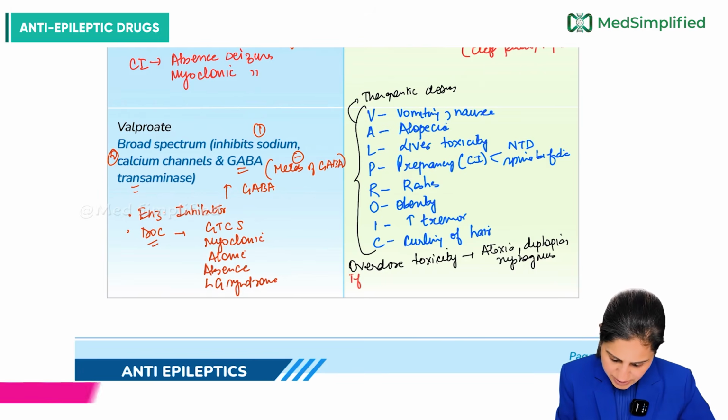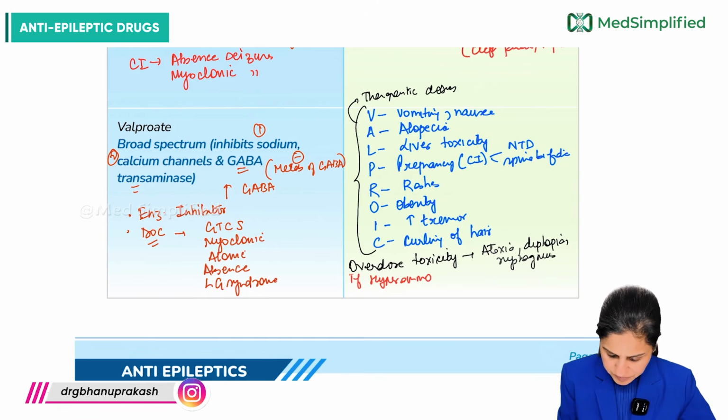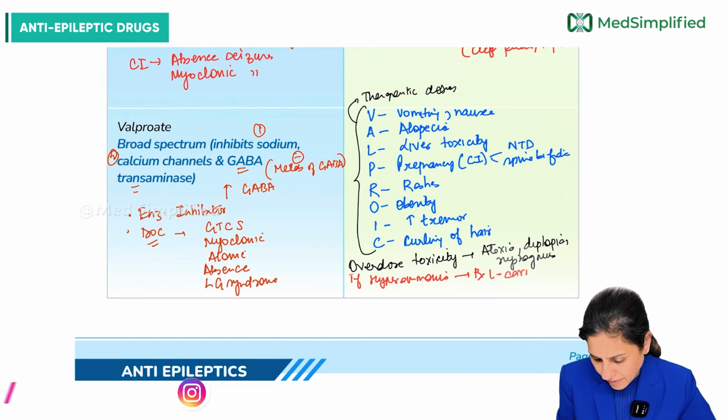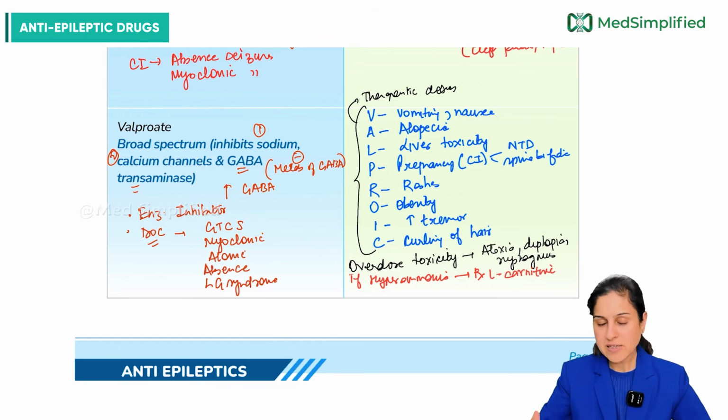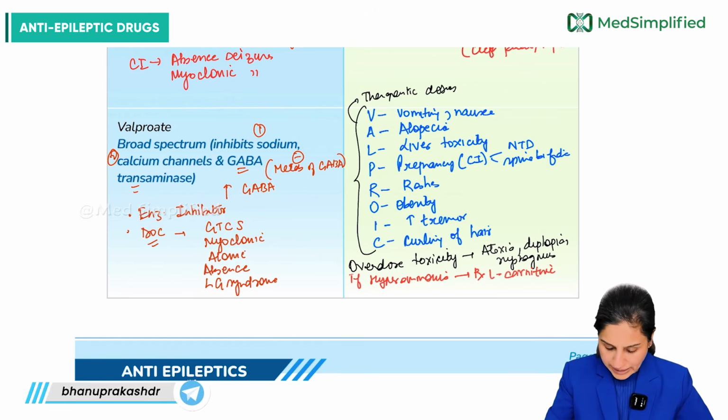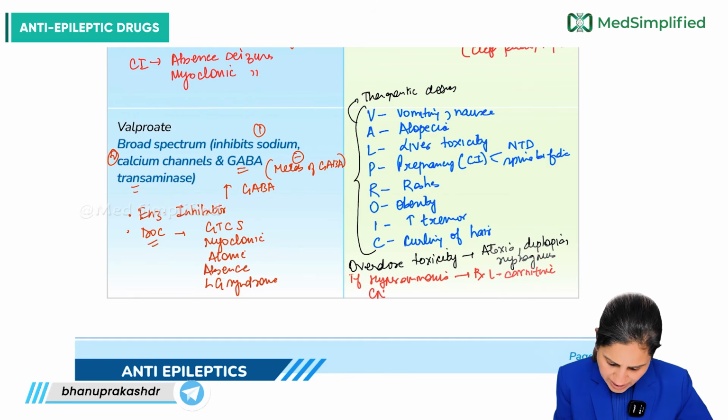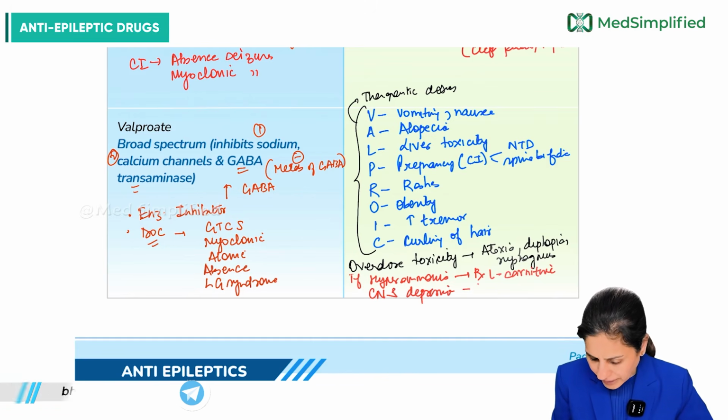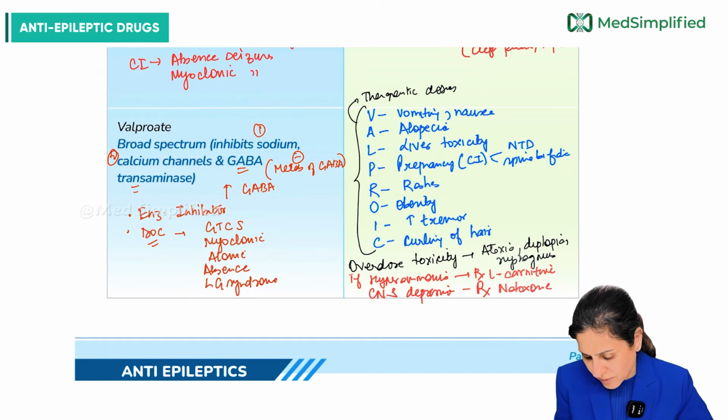So if there is a hyperammonemia condition, then the treatment or the antidote is L-carnitine. Now, in some cases, if there is no increase in the ammonia levels, but the patient has CNS depression, though it is not the antidote, the drug naloxone has been found to be effective.